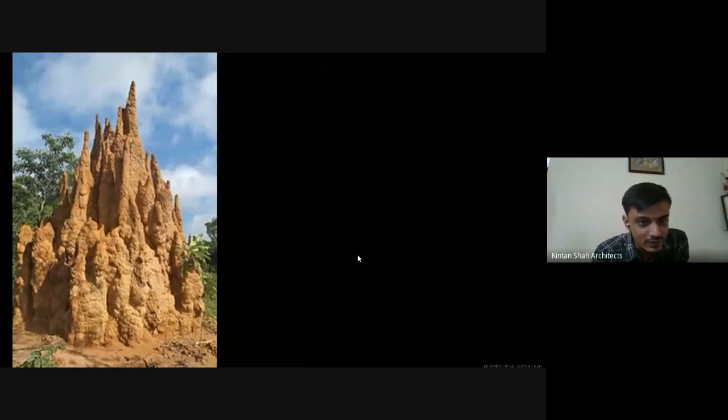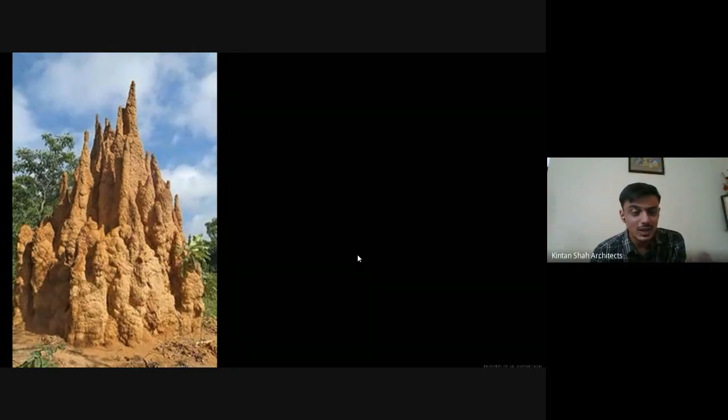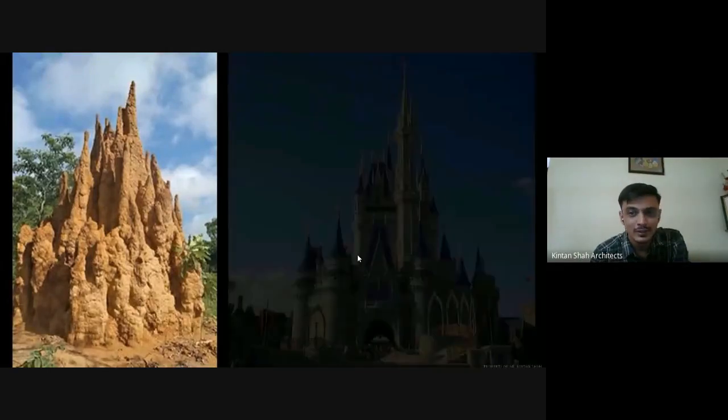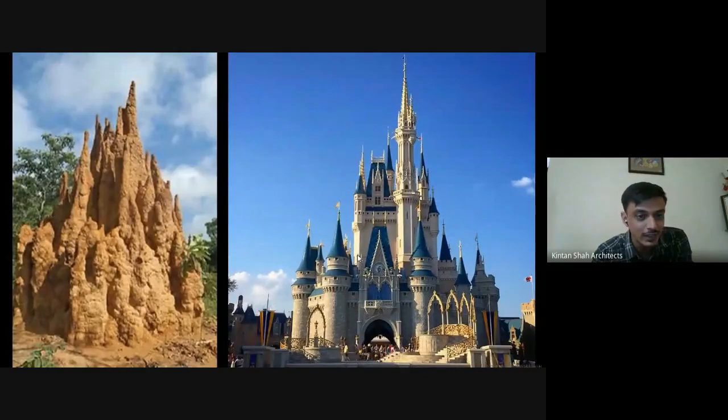And look at the beauty of this. This particular image I chose because there is a very stark resemblance to one of the structures that we have built as humans, which is the Cinderella Palace that you find in Disneyland. There is so much similarity, obviously in an abstract manner, but look at the way both structures resemble each other. Here we talk about the Gothic style and this and that, but who knows, Walt Disney might have been inspired by an anthill. You never know, right? So there is infinite possibility from where you can get inspired and what you can do.